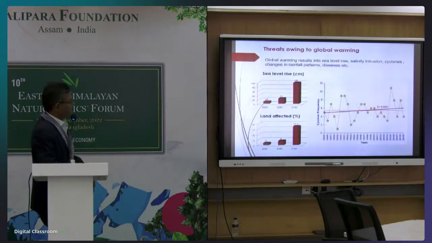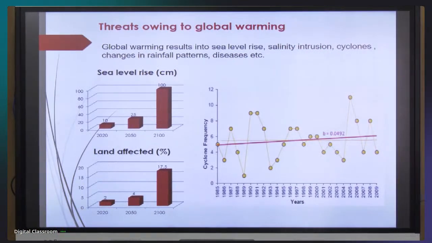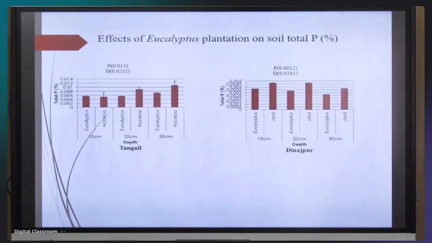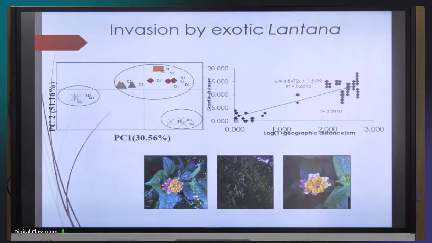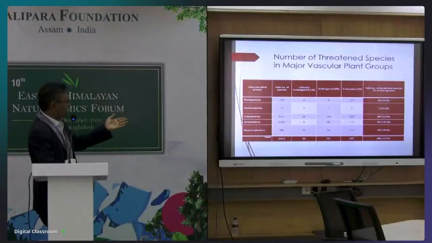These are also threats, climate change related threats. Exotic species is also a threat to our biodiversity, forest diversity. This is lantana that may also be a problem for our forest. And this is the data that shows how many species are under threat. The number of threatened species is shown in this slide.